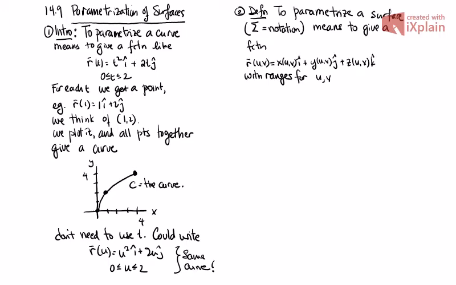The same thing holds. We plug in all possible u's and v's, we get a bunch of points, and together they draw a surface. For each pair u and v, we plug it in, we get a point. Or really we get a vector which we treat as a point. So all the points together give a surface.